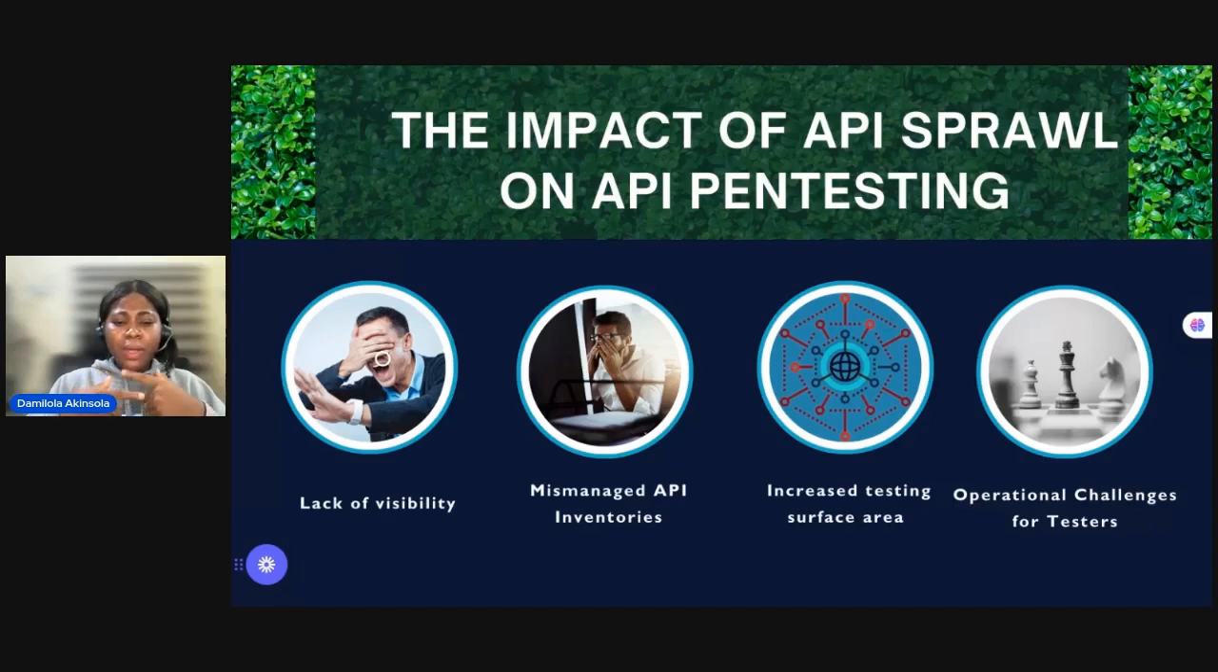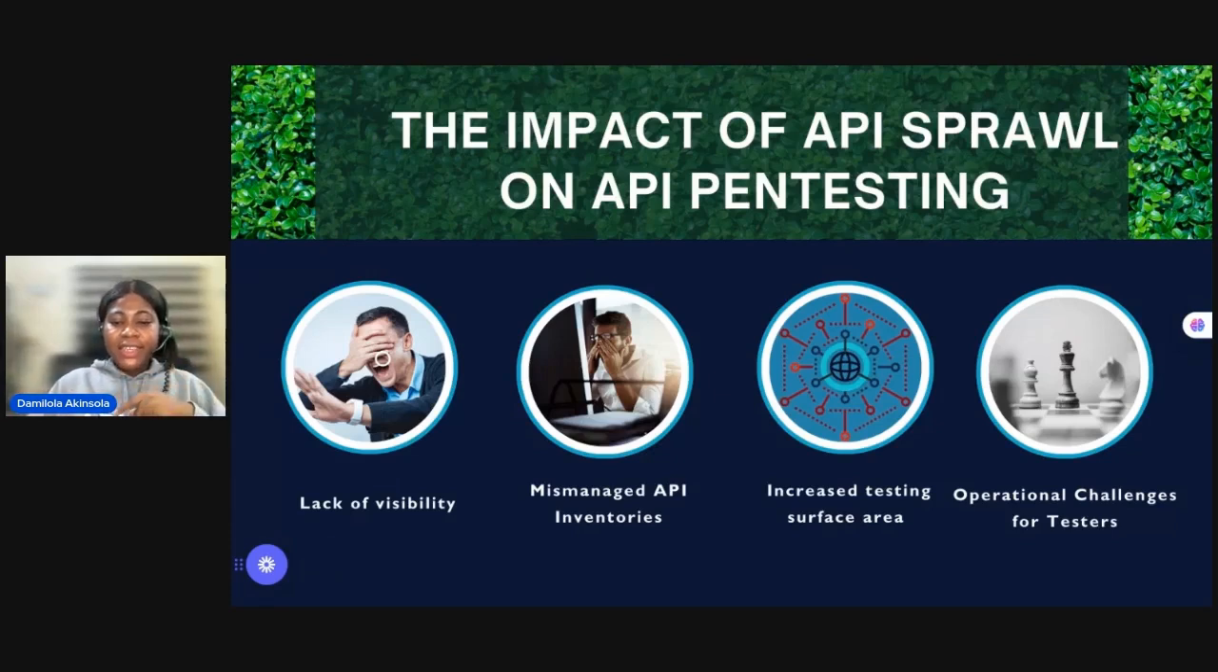And this has also made it to the OWASP API Top 10, which is improper asset management. It used to be improper inventory management as well, but this just goes to show that API inventory is something you really need to pay attention to, so you don't get API sprawl in your environment.